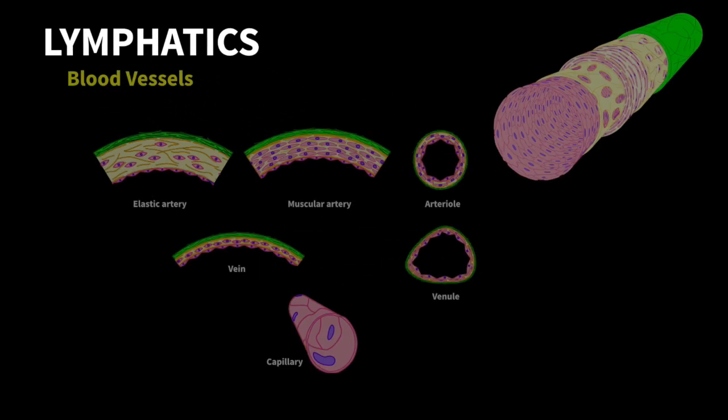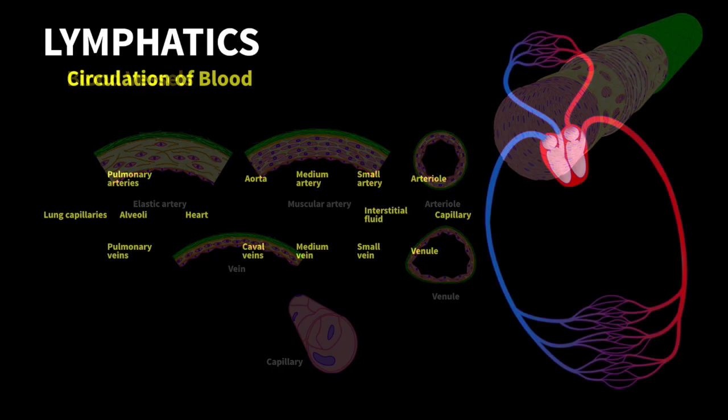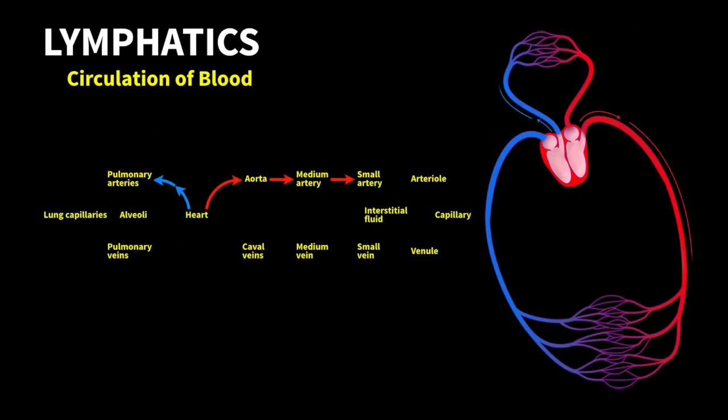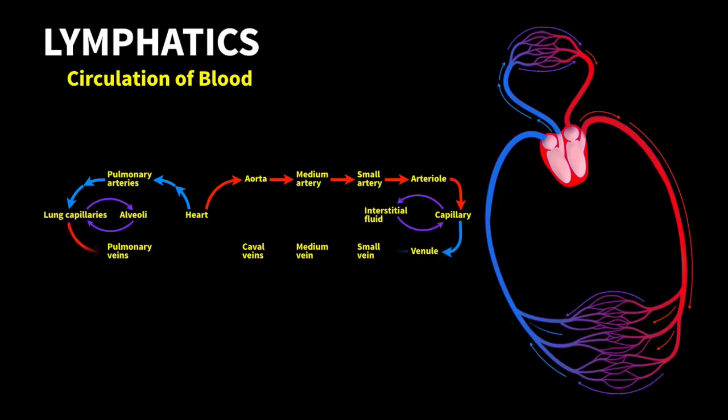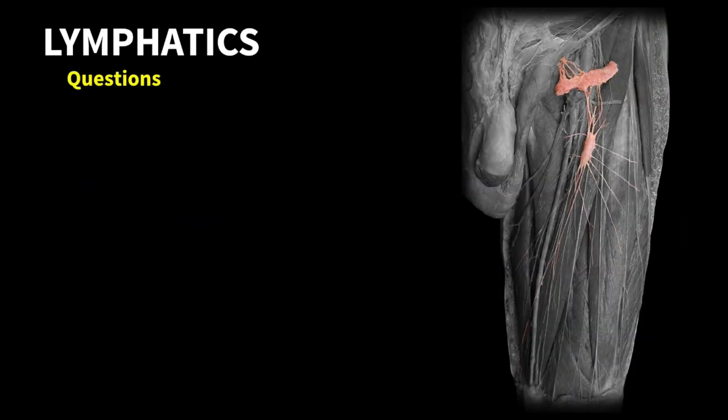In previous presentations, you learned about the pattern of a blood vessel and how this pattern is modified to account for the structure-function relationships observed in the circulation of blood. Our next goal is to understand how lymphatic vessels fit into this equation. Let me begin by posing some questions that will be explored in this presentation.